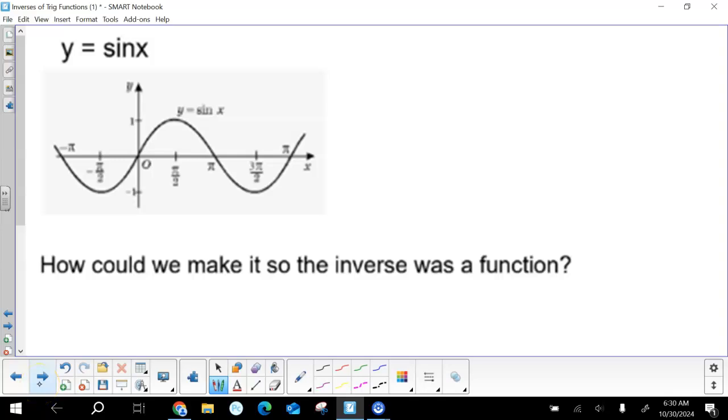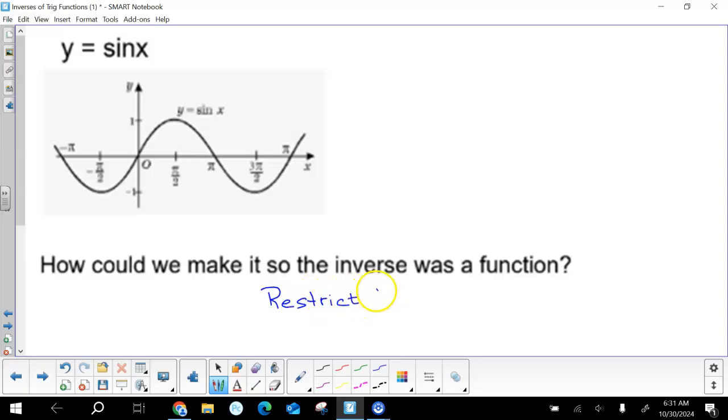Well, this right here is your parent function of sine. And what I want to do is find the inverse of this, and I want the inverse to also be a function. So I am going to have to restrict the domain. So how can I do that? I'm going to have to restrict the domain.